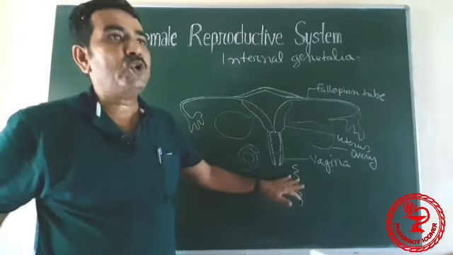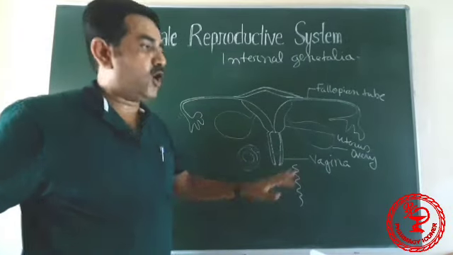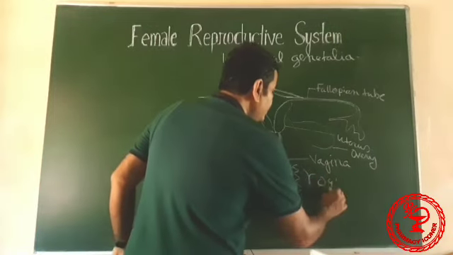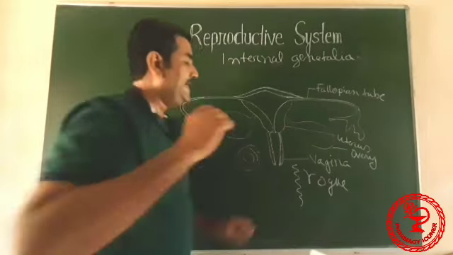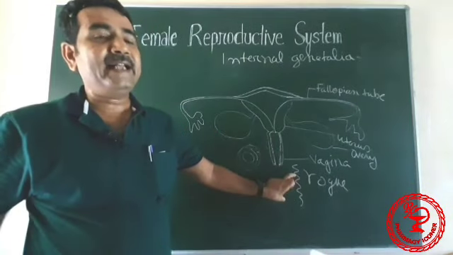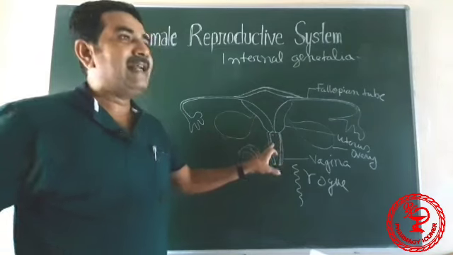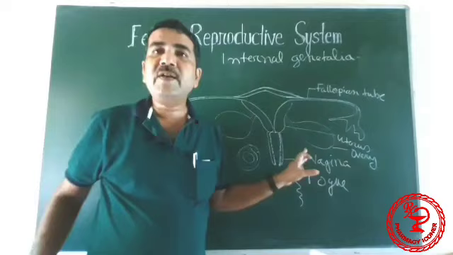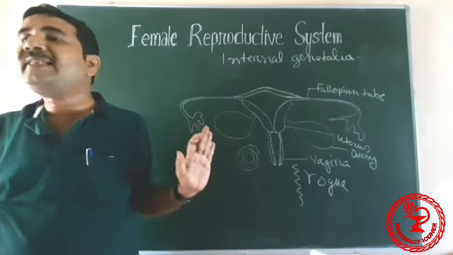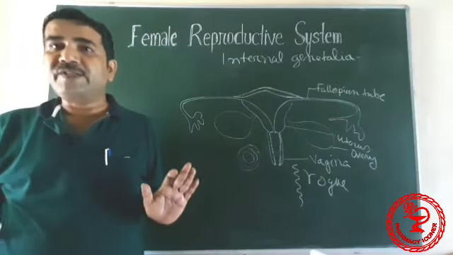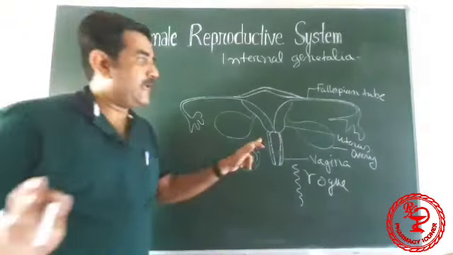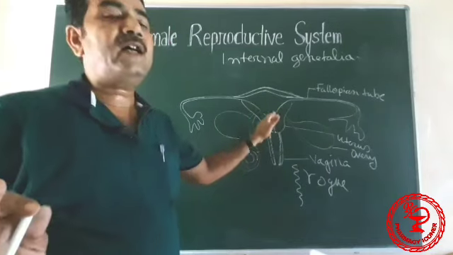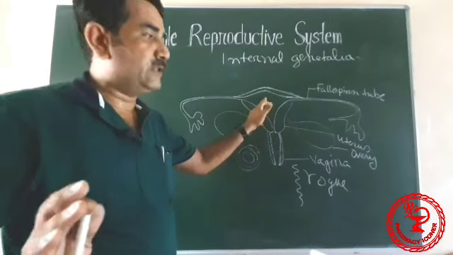The inner surface is not smooth, it is rugose. Rugose is the term we use to indicate wrinkles in the surface, so there are wrinkles on the inner surface of the vagina. However, there are no secretory glands present in the vagina. It remains moist by receiving some secretion from the upper part of the reproductive system, that is from the uterus.